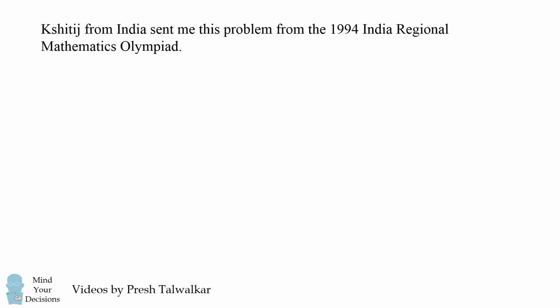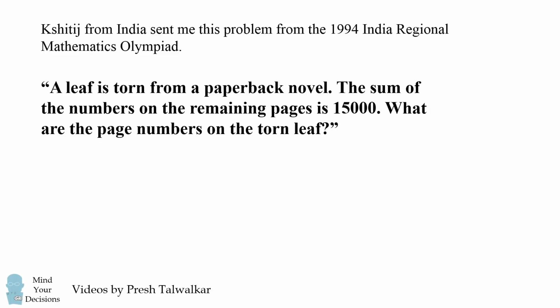Kshitij from India sent me this problem from the 1994 India Regional Mathematics Olympiad. A leaf is torn from a paperback novel. The sum of the numbers on the remaining pages is 15,000. What are the page numbers on the torn leaf?